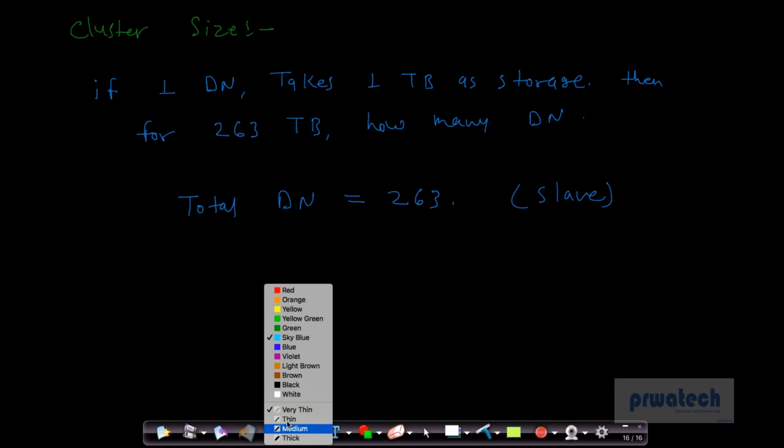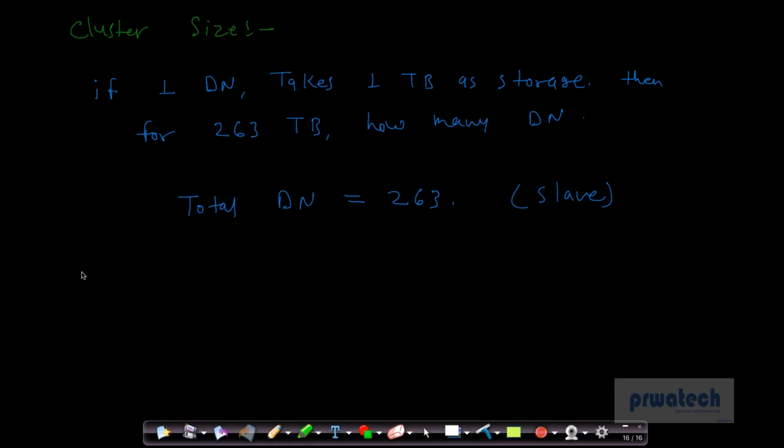How many masters are required? This is the question. The slaves are okay: 263 slaves. Then how many masters? Master is fixed always. You're not doing any calculation on this or increasing or decreasing. If I have 1 TB data, I'll have the same number of masters. If I have 100 TB data, the same number of masters. If I have 1000 TB data, the same number of masters. No changes. Now in this master, since this is a production box, I will apply the high availability (HA) concept.